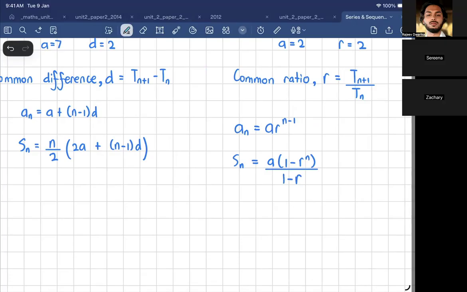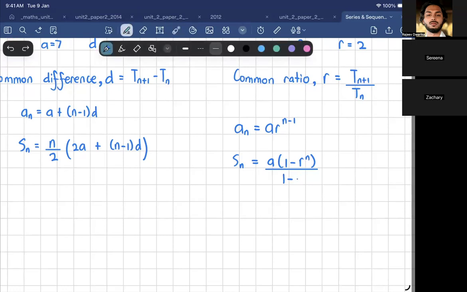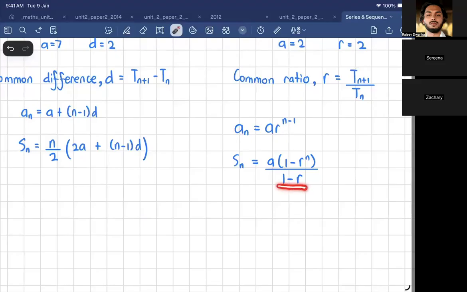Let me show you a simple way to remember this, right? Zachary, we wouldn't want a negative answer. What do I mean when I say we wouldn't want a negative answer? Well, in the denominator, it's 1 minus r, and we don't want a negative number. So do you think r would have to be more than 1 or less than 1?